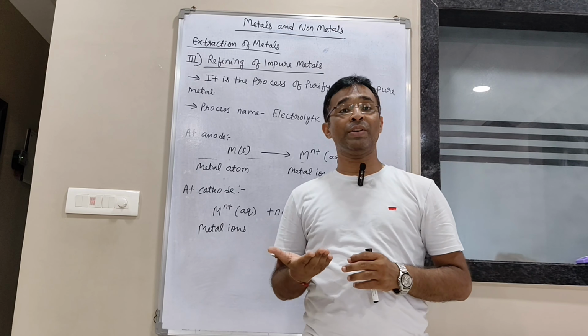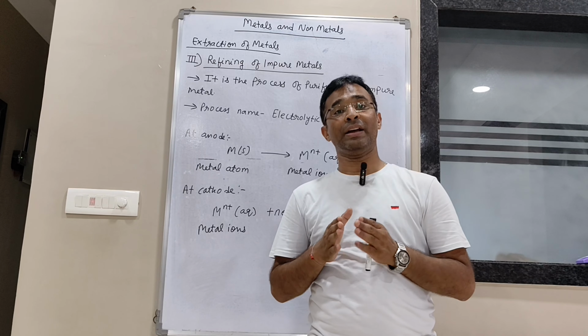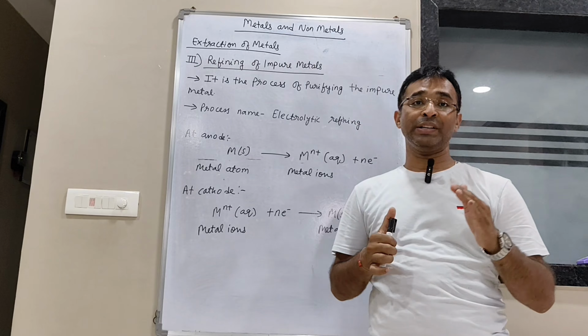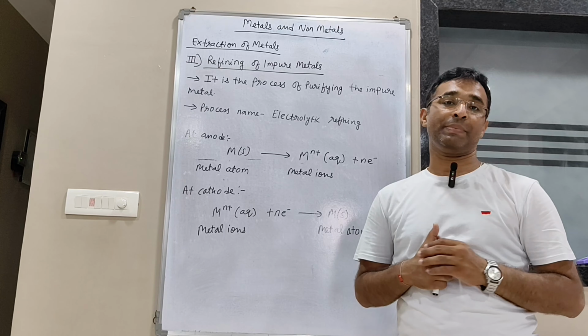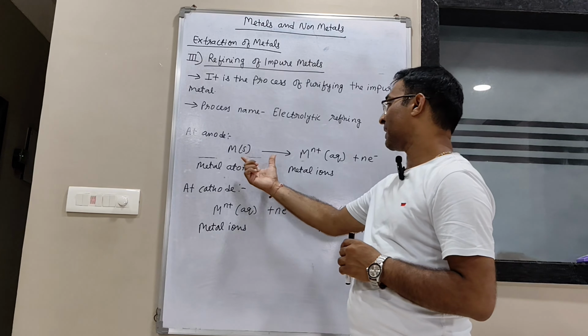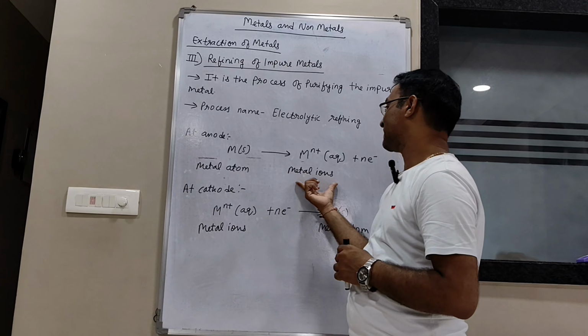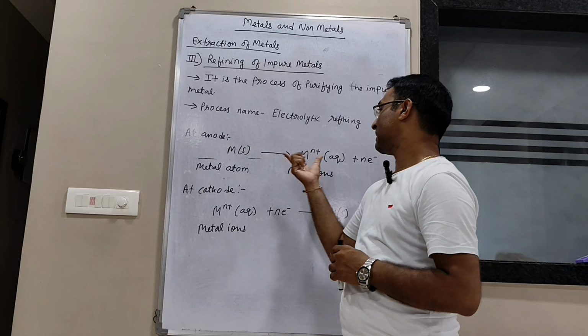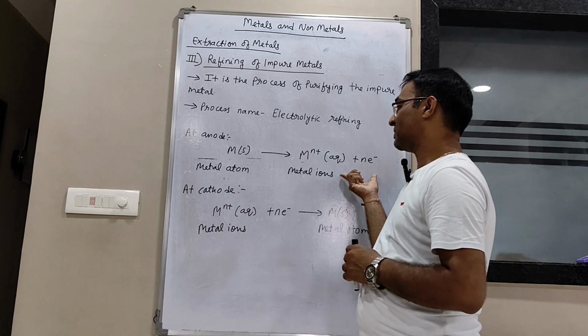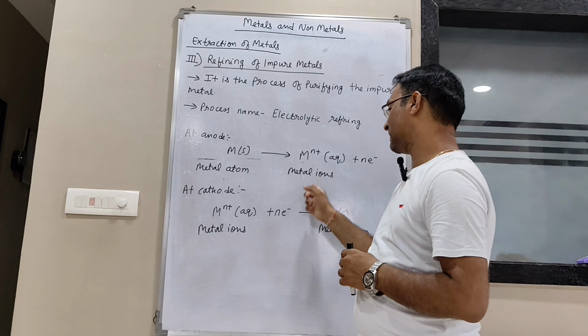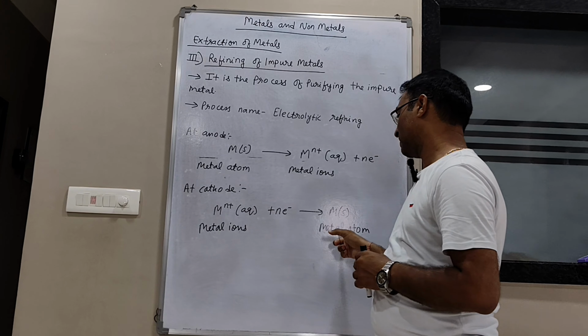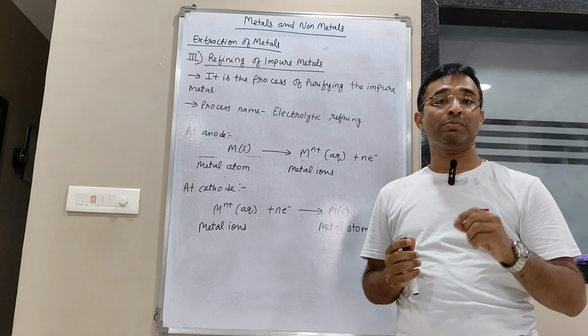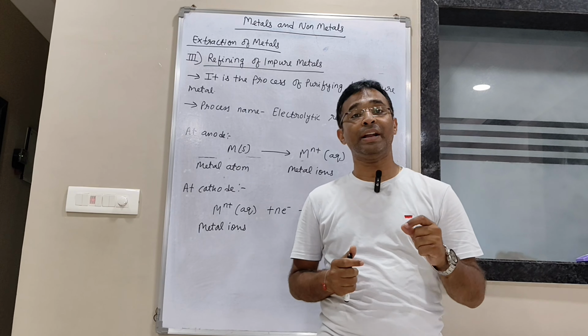Here also we are going to pass electricity through the metal, and the impurities will settle down and the pure metal will separate. Here at the anode the reaction takes place. Metal ions and electrons are separated, and again these metal ions gain electrons, and at the cathode we obtain a pure metal, and this purity is up to 99%.